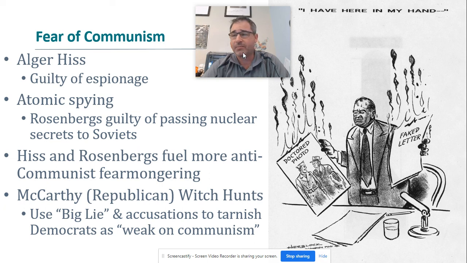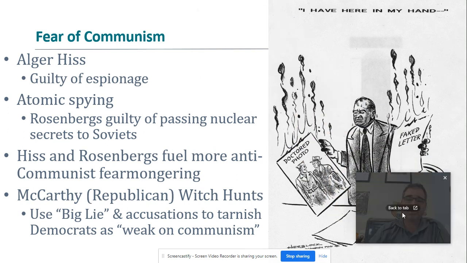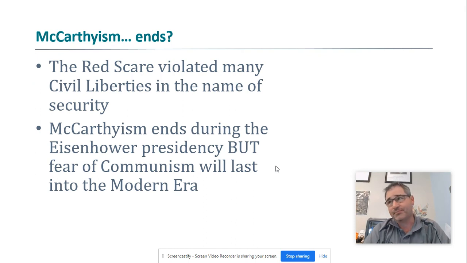He became an important person in Congress, even though he was a very young person. It turns out that he was lying about almost everything, and that he didn't have any names, that he was just accusing people to make himself look better. And you can see in this cartoon here, he had faked doctored information, including letters and photos. But the damage was done. This lasts for a couple of years, where these false accusations were silencing people's free speech. These false accusations were ruining people's reputations, and the Red Scare just continues on and on. Civil liberties were being violated in the name of people's security.